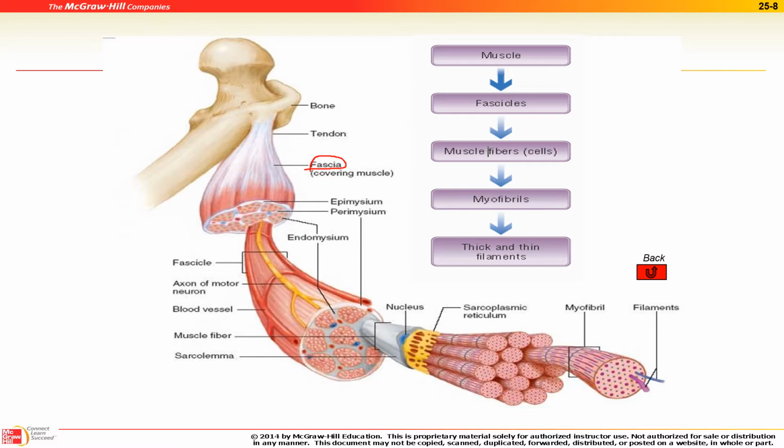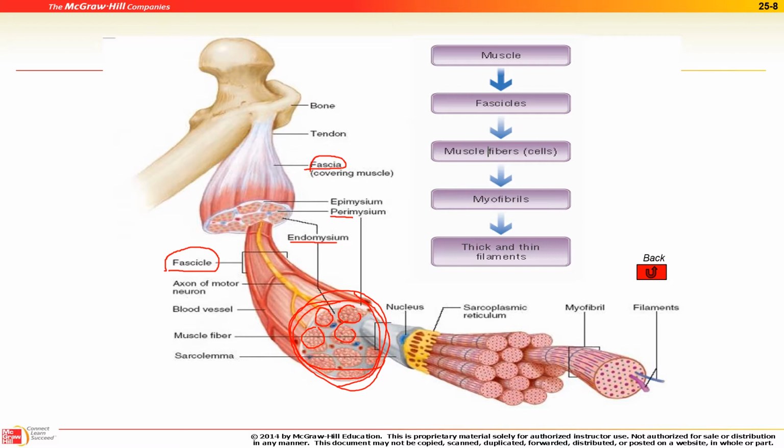Now you're going to get a bunch of muscle cells together. So here's a bunch of them. That's going to make a muscle fascicle, and that's surrounded by endomysium. Peri means around. So around the fascicle, this whole structure here all the way around, that's the perimysium.